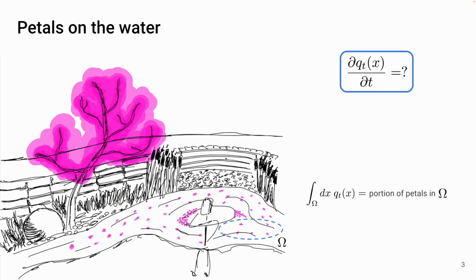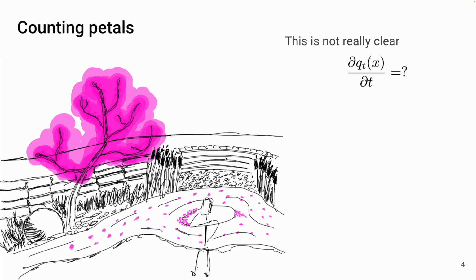And the question we want to ask is how the density of petals changes in time, or what's the time derivative of the function q_t(x) with respect to t. But it's not really clear how to even start answering this question. So instead of this, let's try to answer something simpler, something that we know how to answer.